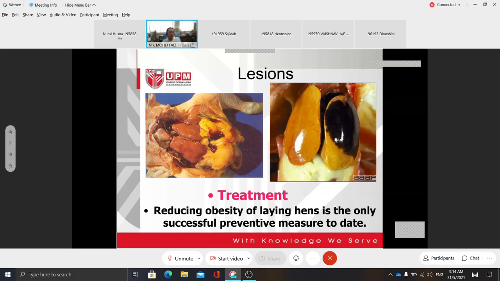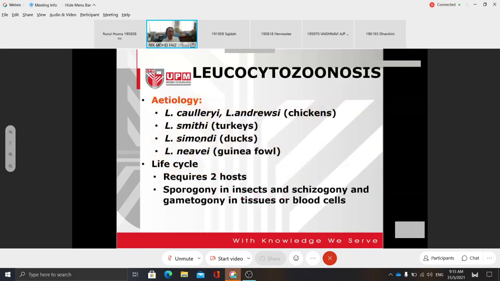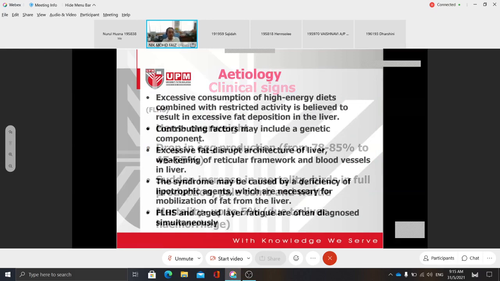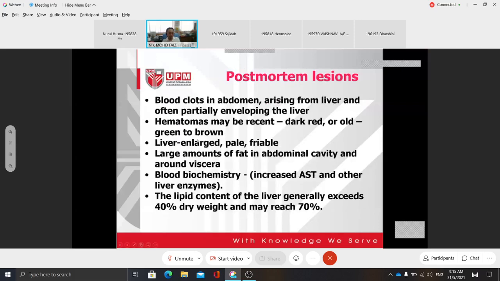However, based on some research, different lipotropic agents provide a variety of results. Some are effective, some are not really effective. So basically, you may want to just reduce the obesity of these laying birds. Okay, so that's all. That's about it for fatty liver hemorrhagic syndrome.